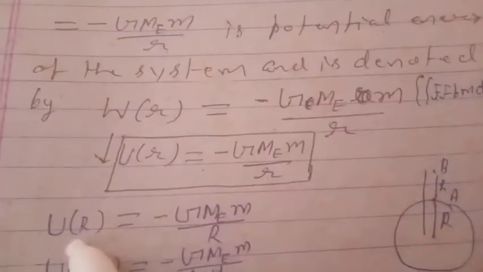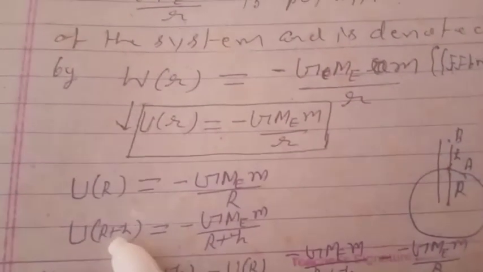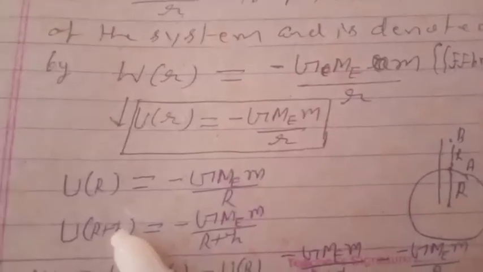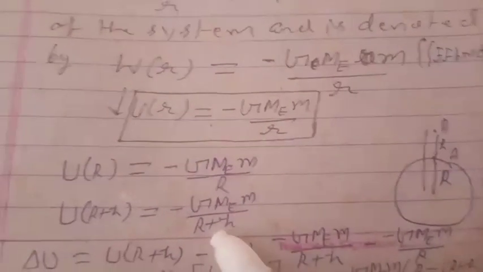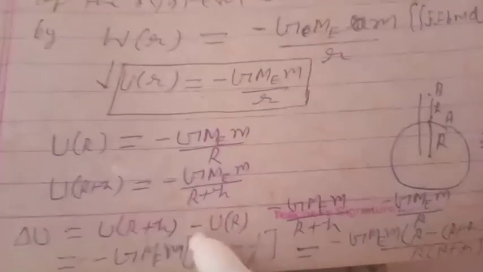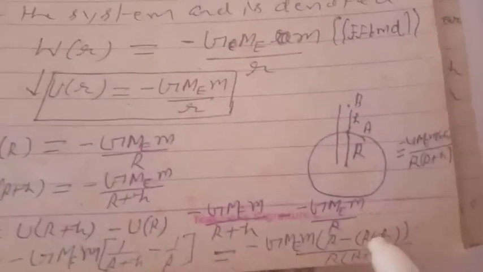Now we have U(r), the potential energy at the Earth's surface, equal to minus G Me m by r, and U(r plus h), the potential energy at a height h from the Earth's surface, equal to minus G Me m by (r plus h). Hence the change in potential energy is U(r plus h) minus U(r), and putting these values in, finally we get this value.